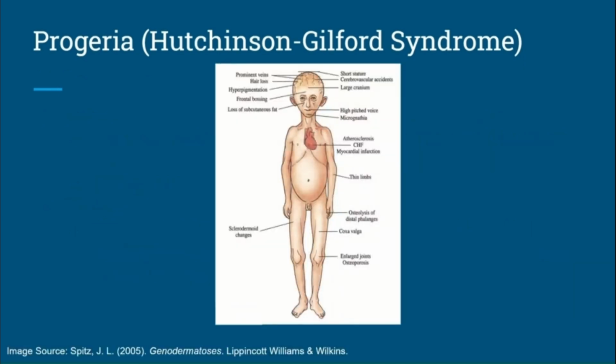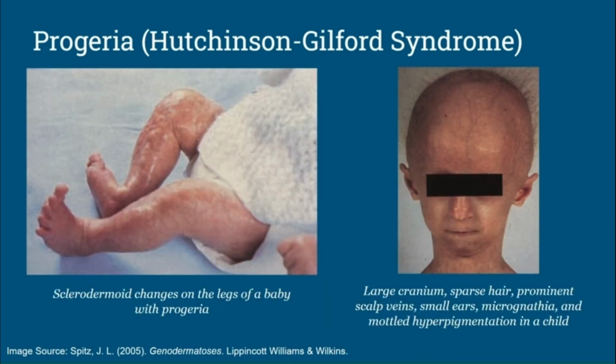And here's a good picture depicting all of the hallmark clinical appearances. You can see some of the sclerodermoid tautness here of the legs. You can see frontal and parietal bossing with sparse hair and prominent cephalic veins.